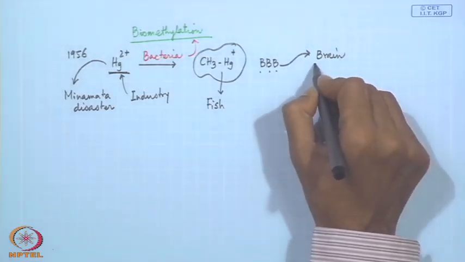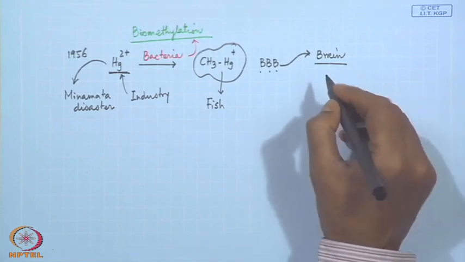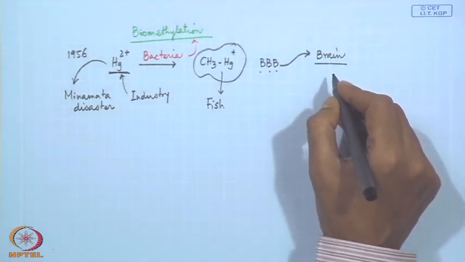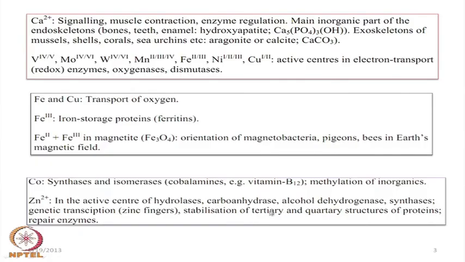So, this particular molecule can be accumulated in the brain and that would be neurotoxic to those human beings, and a large number of deaths was reported in that particular area for this disaster.